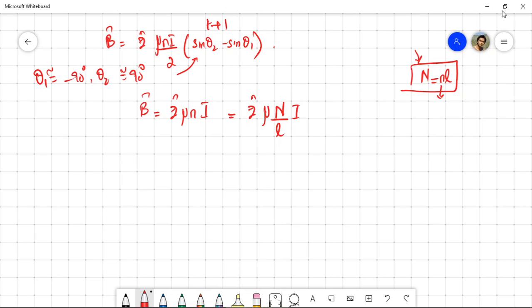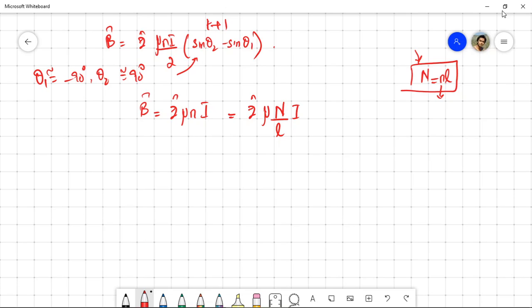So he is also saying that even though we have derived this expression for the midpoint of a solenoid, it is valid for approximately all the points inside the solenoid. Why is it valid for approximately all points inside the solenoid? Because we already have talked about this. We said that inside the solenoid, the magnetic field is going to be uniform.